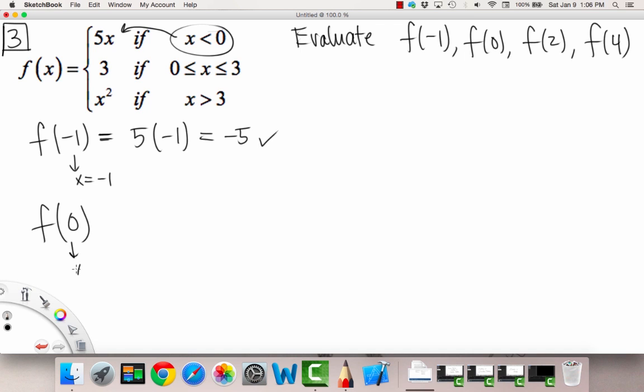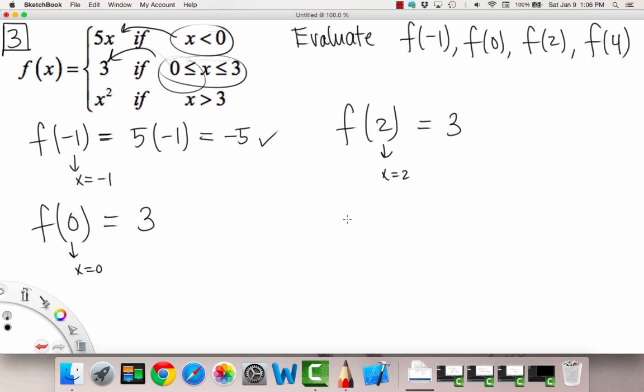And then we have f of 0. So now x is equal to 0, so this tells us we're inside this one here, right? Because that includes the 0, so we just have 3, so this is simply equal to 3, okay? And now if we do f of 2, our x is equal to 2, which again falls in this middle category, or this middle domain. So again, we have this being equal to 3, according to our formula.